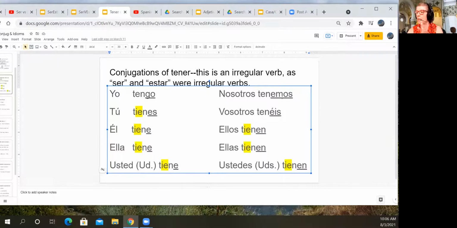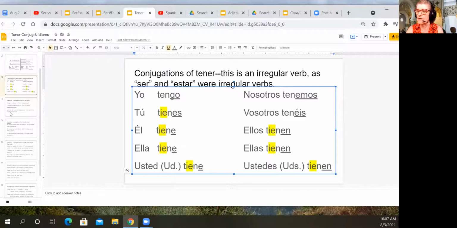Bien. We go back to T-E-N for nosotros. Tenemos. Tenéis is only used in Spain, so we're going to kind of gloss over that. The tenéis is the you guys, plural, for buddies, but they don't use it in Latin America. So the they form, ellos tienen. Bueno. Ellas, if it's an all-gal group, ellas tienen. Bien, bien. And ustedes tienen. Okay. So, the verb that means have. Okay, those are just the forms.